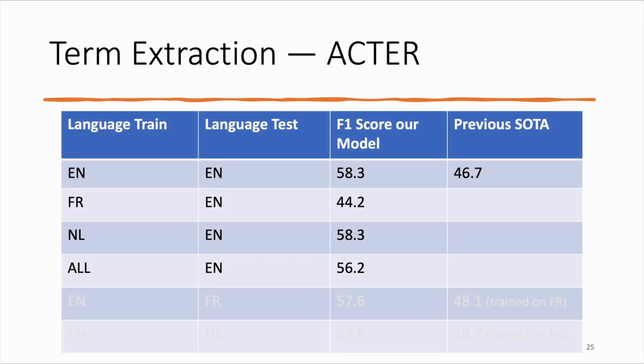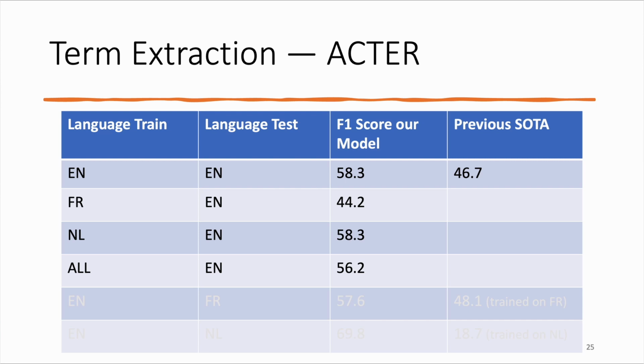On this slide we can see the results of the term extraction model on the ACTR model. First we look at the results on the English test set, where we beat the previous state-of-the-art performance by 12 F1 score points. We also trained the model with the different available languages, being English, French, Dutch, and all of them combined. And we see that the best performance for the English test language is achieved by training with English, but also by training with Dutch.